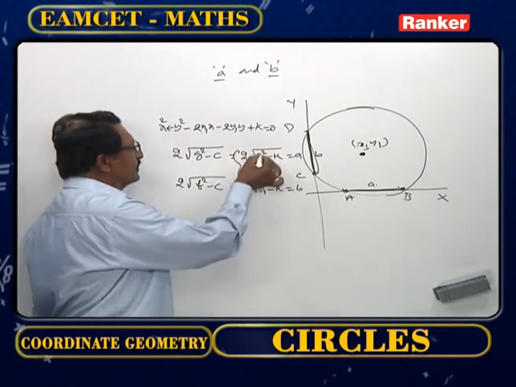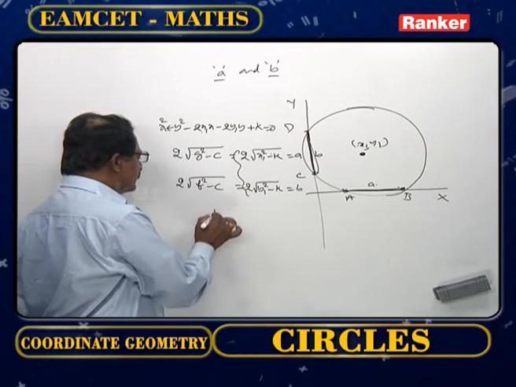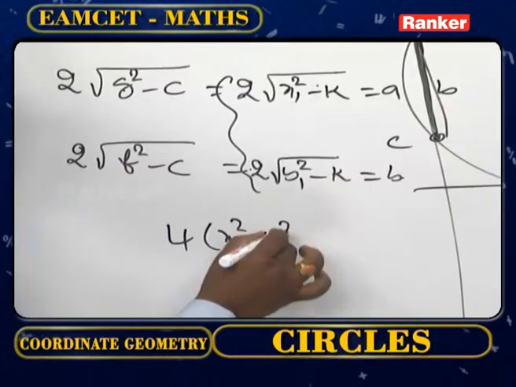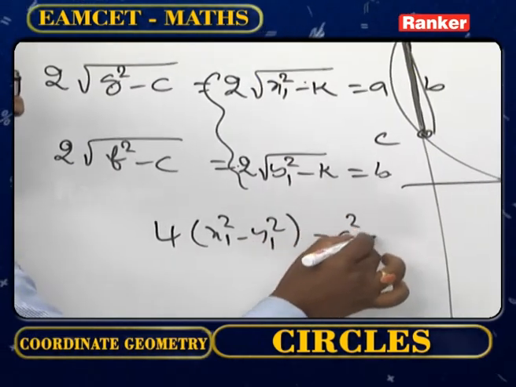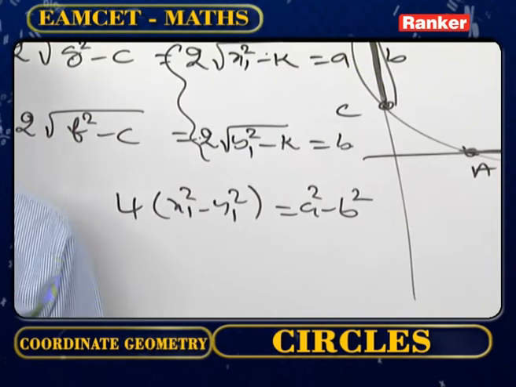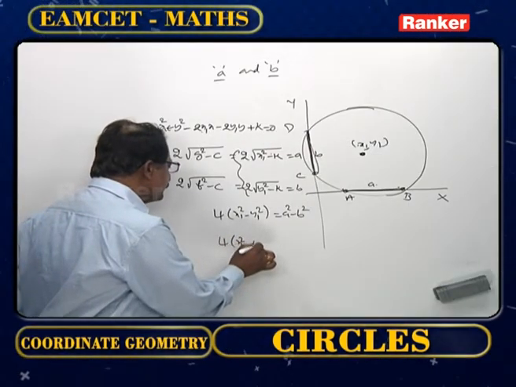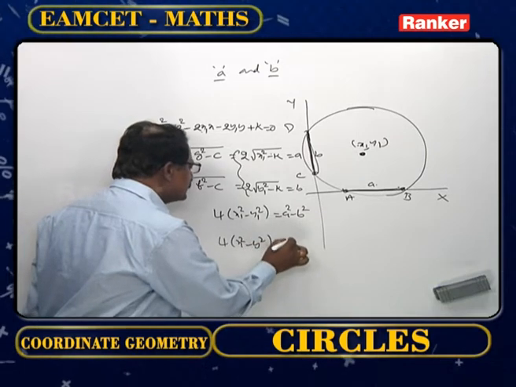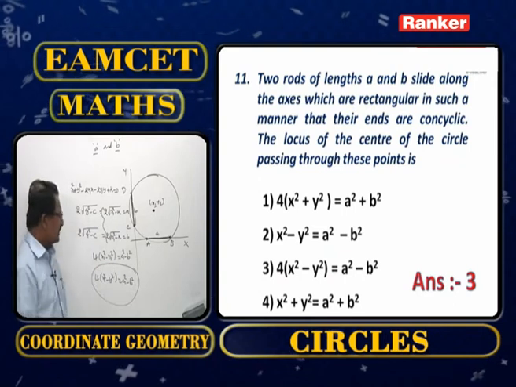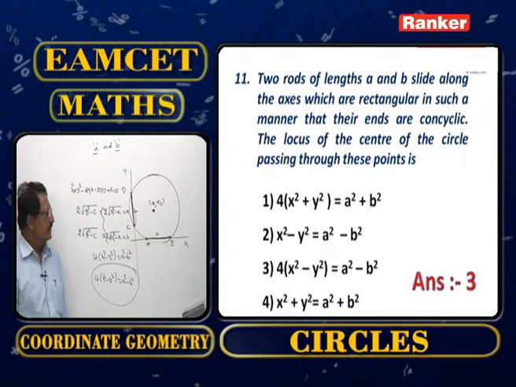Now squaring both equations and subtracting the second from the first, we get 4 into (x1 square minus y1 square) equals a square minus b square. Therefore the locus of (x1, y1), or the locus of the center of the circle, is 4 into (x square minus y square) equals a square minus b square. Third option.